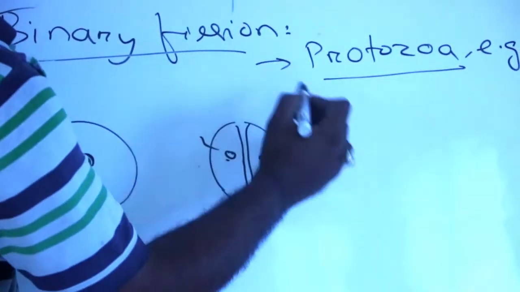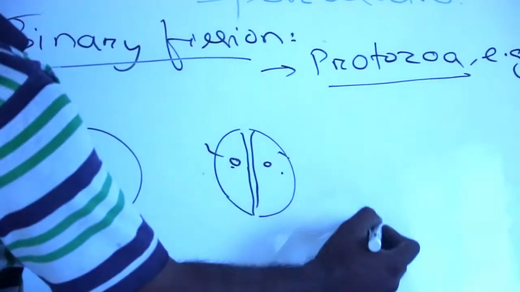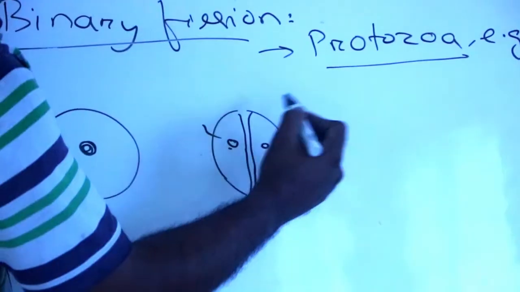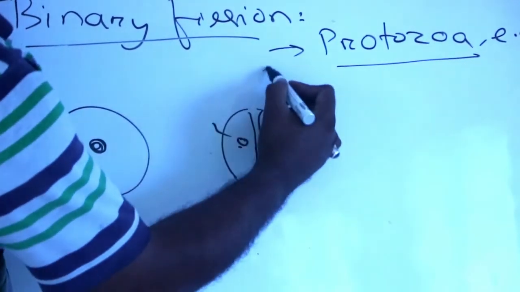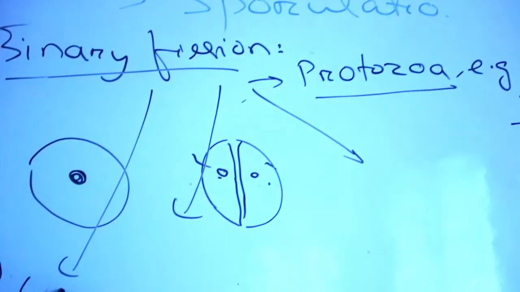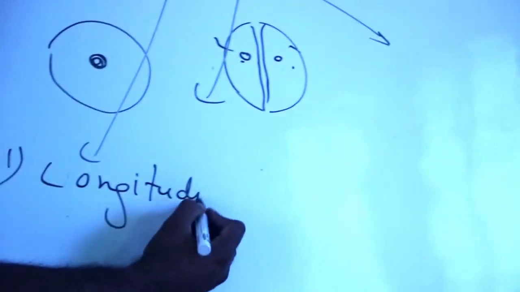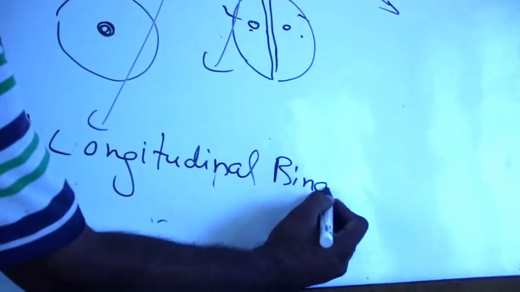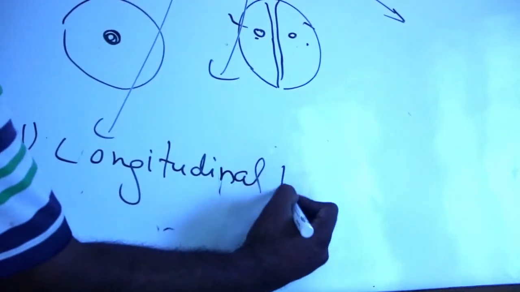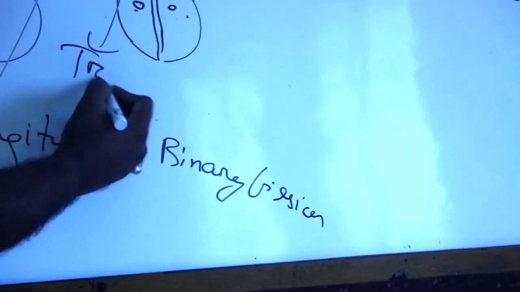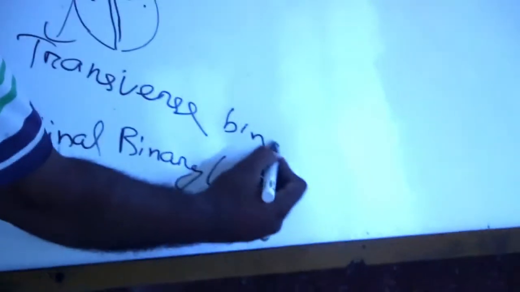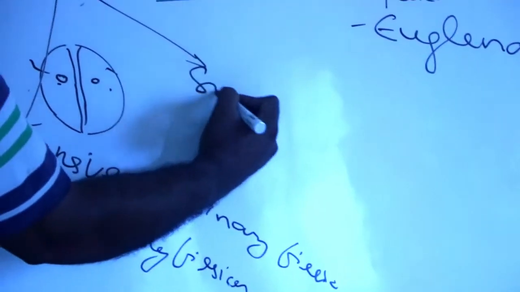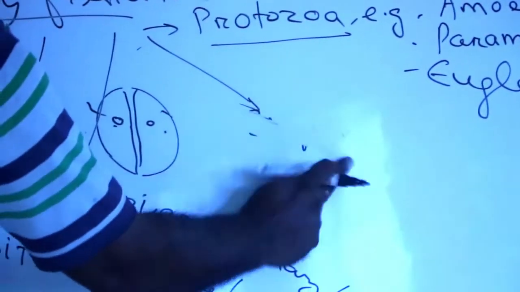Binary fission is of three different types. Number one, longitudinal binary fission. Number two, transverse binary fission. And number three, simple or irregular binary fission.